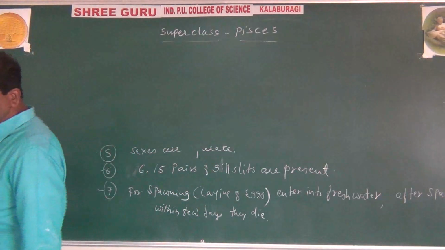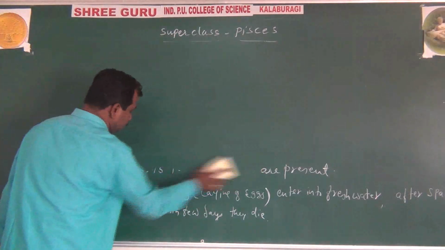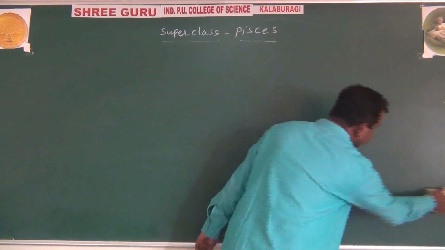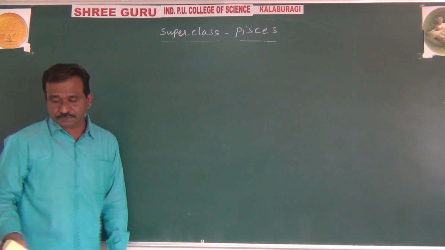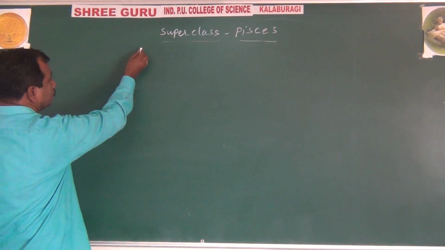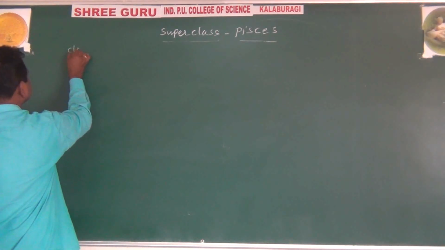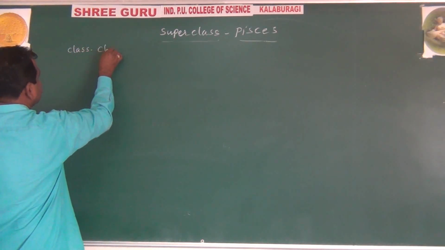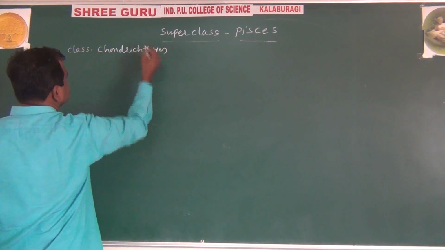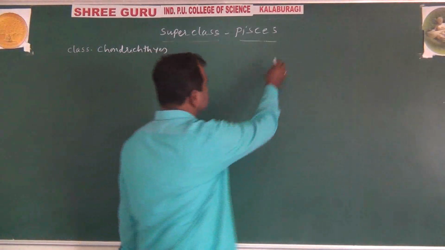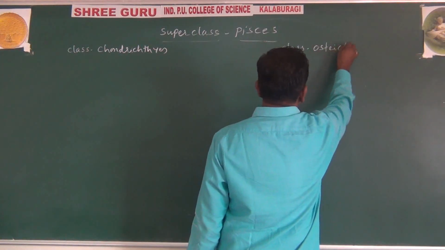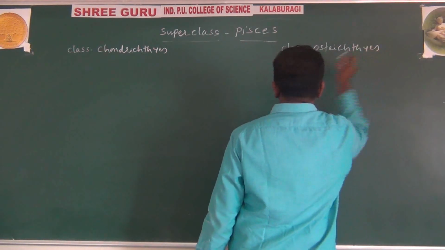In the superclass, it is again divided into two classes, as you already know. One is called cartilaginous fish, another one is called bony fish. So the superclass is divisible into class Chondrichthyes and class Osteichthyes. I am writing the differences also.